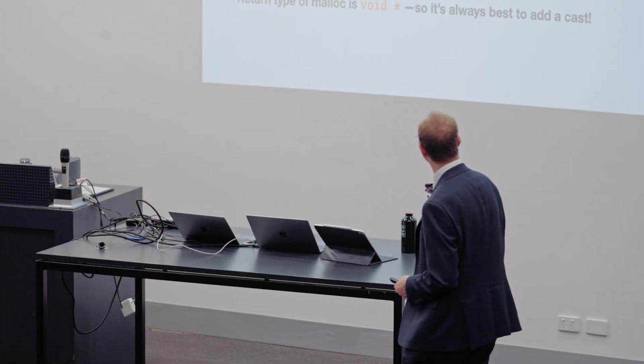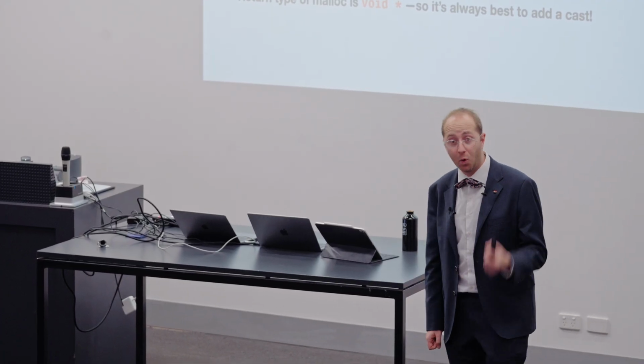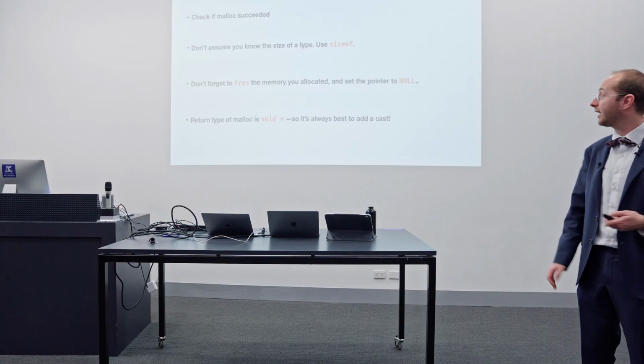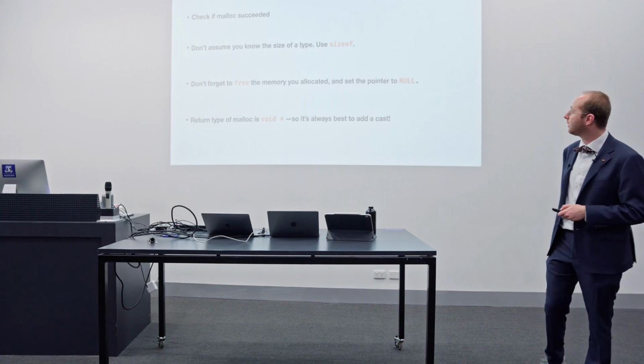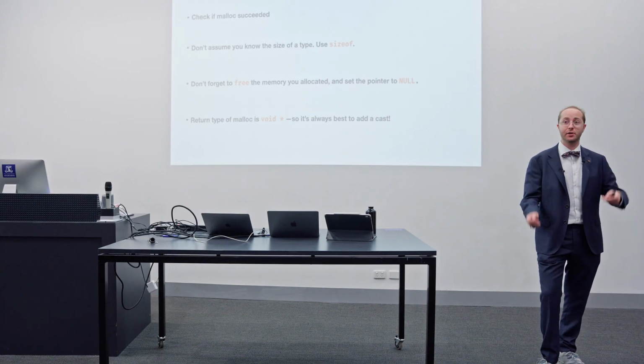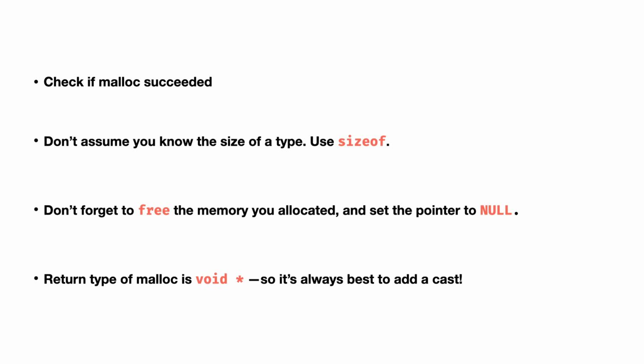So we've got this powerful tool that allows us to use and semi-abuse our computer's memory, but we need to be responsible for it. So there are a few things that we should always be doing. The first is to check if malloc succeeded, because as we saw, it can fail. The second is to not assume that you know the size of a type, because on a 32-bit machine, how large is an integer? I just said it. 32 bits. On a 64-bit machine, 64 bits.